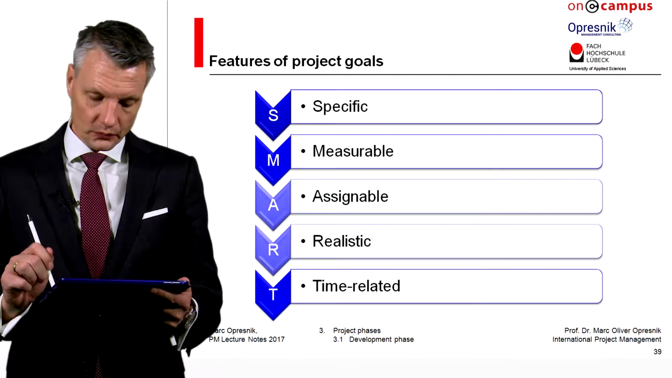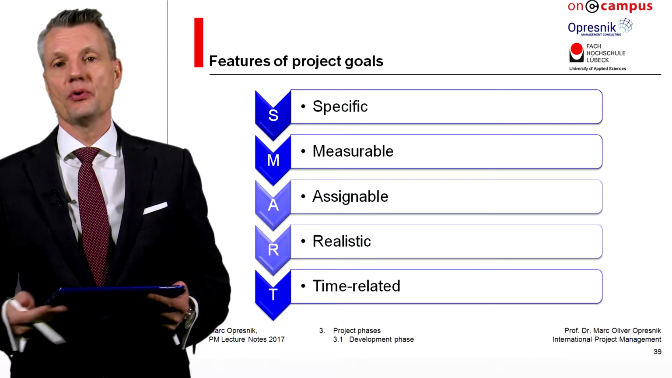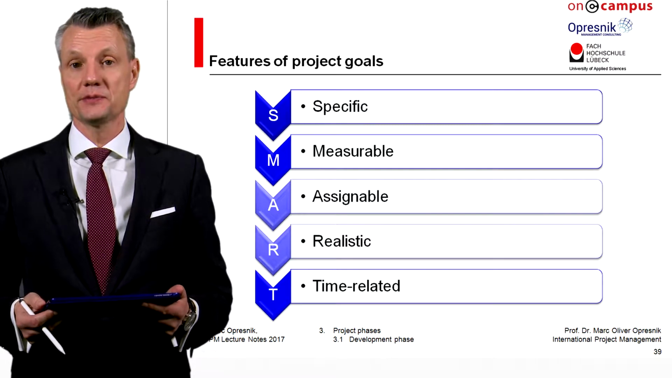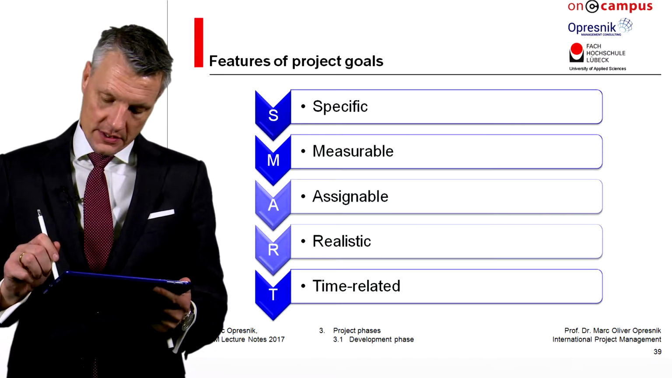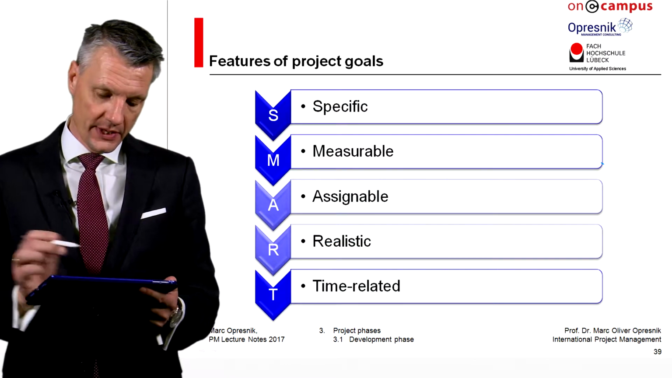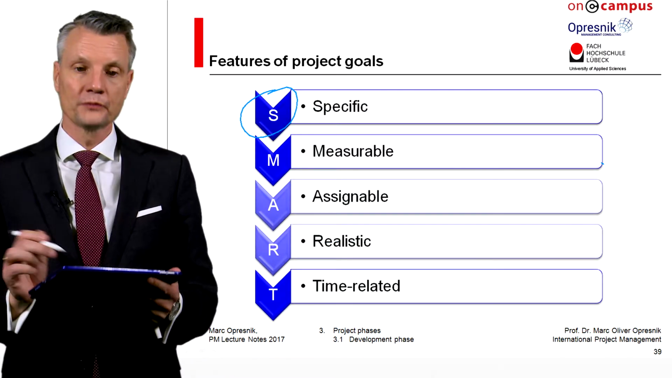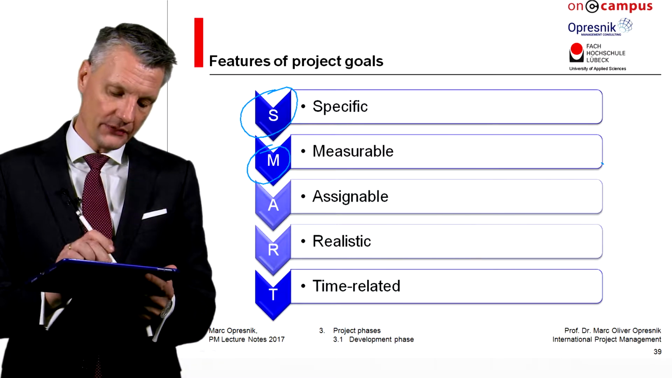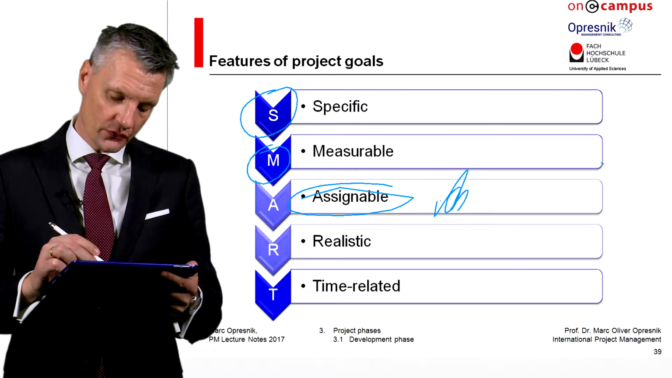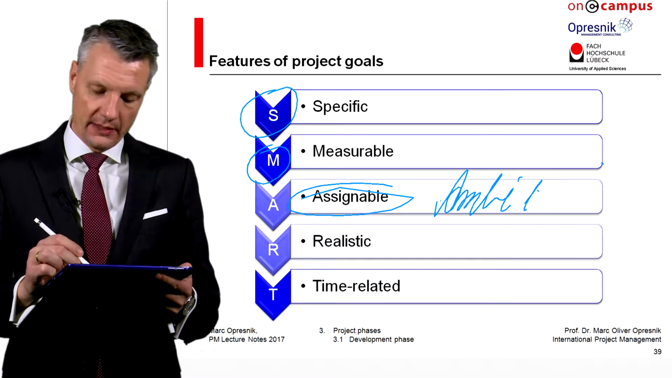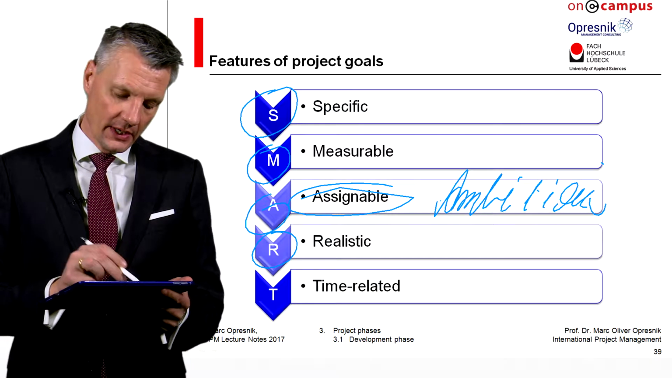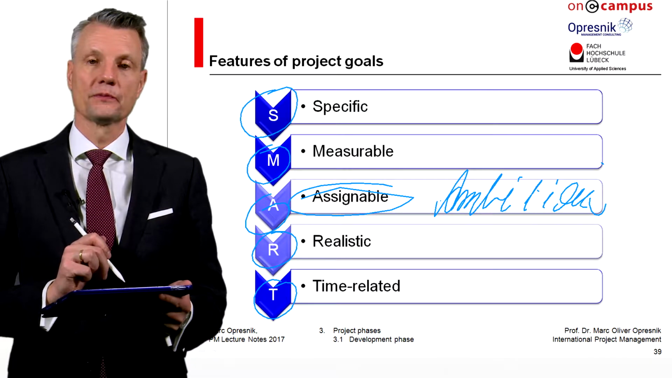What is very, very important in project management is that all goals that are specified are SMART. So they have to be specific, they have to be measurable, they have to be assignable and also ambitious. You may also write, and this is also for ambitious. They have to be realistic and they have to be time related.